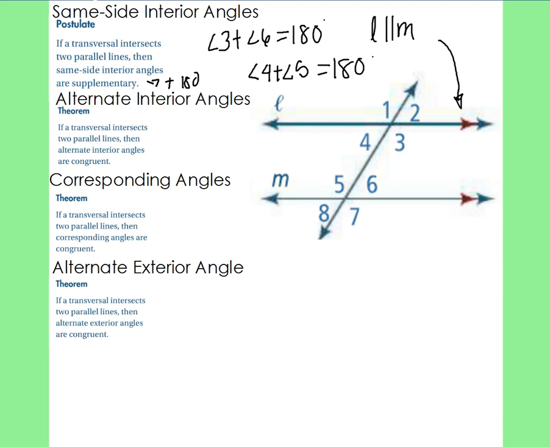So, what is one of my pairs of alternate interior angles? They have the same measure. They're the same degrees. Okay? What's my other pair of alternate interior angles? 4 and 6. So angle 4 is congruent to angle 6. So 4 and 6 have the same measures.